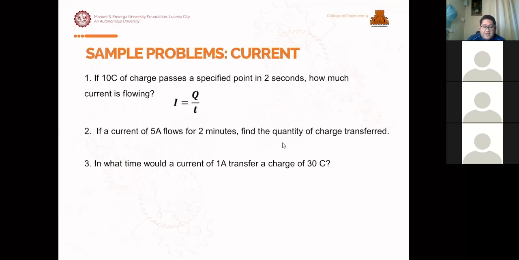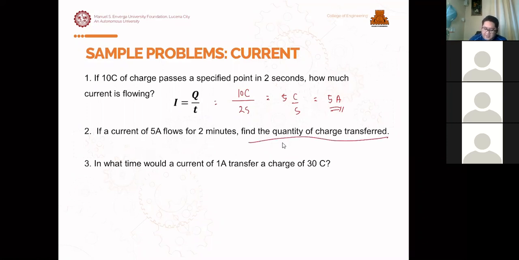So, first one, if 10 coulomb of charge passes a specified point in 2 seconds, how much current is flowing? So, direct substitution lang, no? 10 coulomb over 2 seconds is equal to 5 coulomb per second, or as we say, coulomb per second is equivalent to amperes. So, ibig sabihin 5 amperes. So, ito yung answer natin.